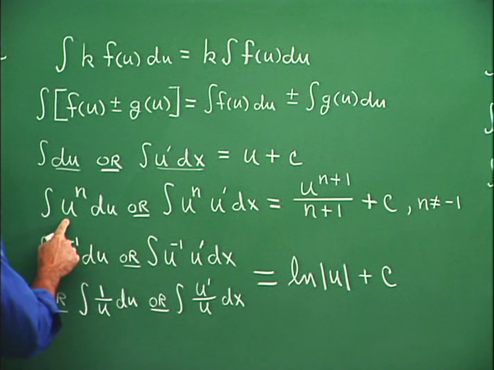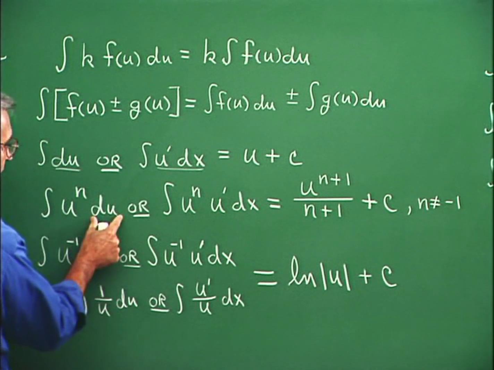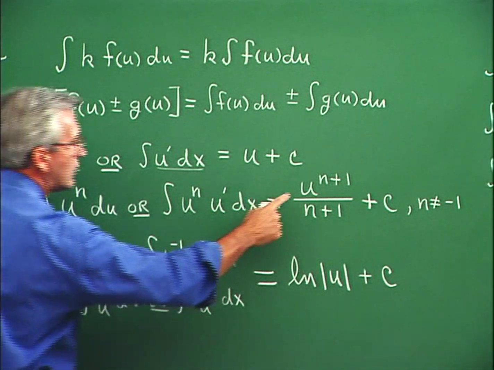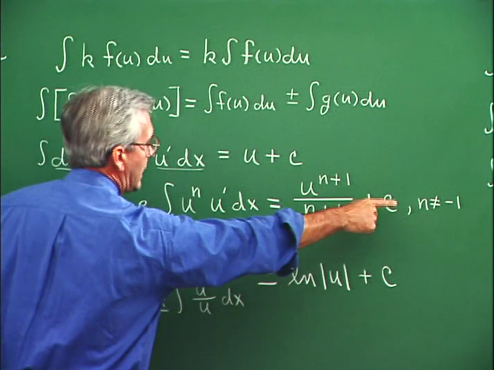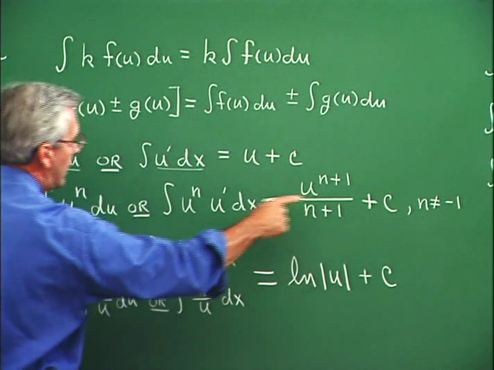All right, the integral of u to the n du, which can also be written, instead of du, we can write u prime dx. But this is u to the n plus 1 over n plus 1 plus c, where n is not equal to -1. Now this was the general power rule for integration.